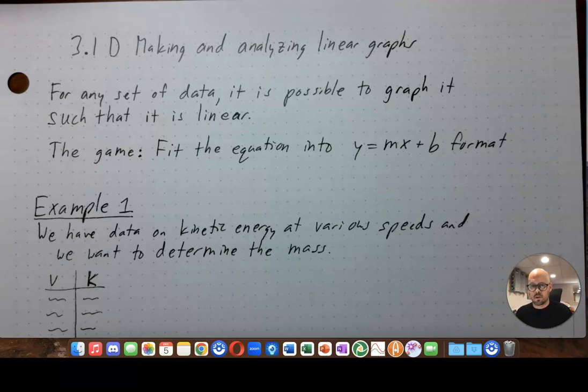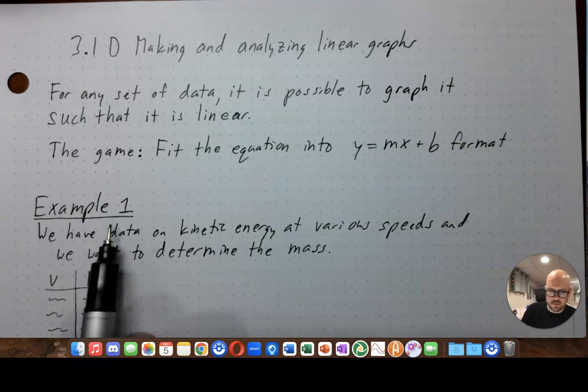So we are fitting any equation in physics into this y equals mx plus b format, and the reason that you're going to do this on the exam is so that you do not rely on a powerful program like Excel or Desmos to fit the data yourself. You're going to have to do this the old-fashioned way. And so here we go.